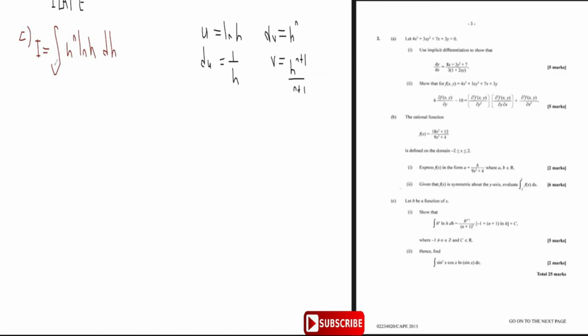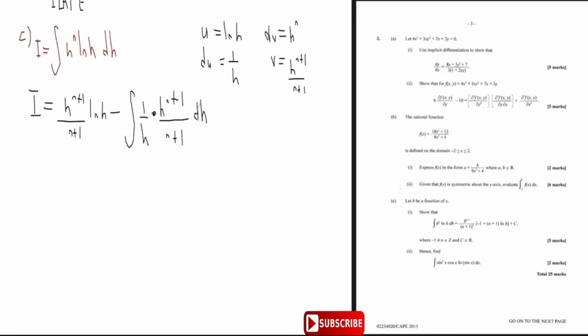All right, so using by parts, I is going to equal u times v, which is h to the n plus 1 over n plus 1 times ln h. That's uv, minus the integral of v du. The integral of v du is going to be, v du is 1 over h times h to the n plus 1 over n plus 1, dh. That's what we're integrating.